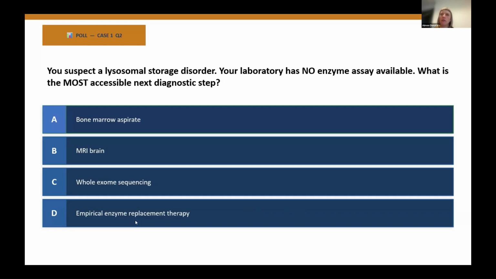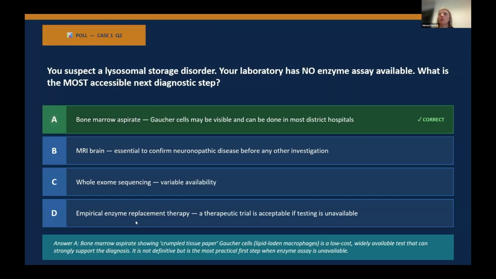Shall we reveal the poll results? So we've got some people saying A, and this is our answer. So bone marrow aspirate. So this is where you're going to be able to see, or hopefully be able to see, the Gaucher cells. And this is something that you will be able to do. It's not what we would recommend if you had availability of enzyme testing, if you had availability of genetic sequencing. It's not what we would use diagnostically in that scenario. But where you don't have an enzyme assay available, then this is going to be your diagnostic test.